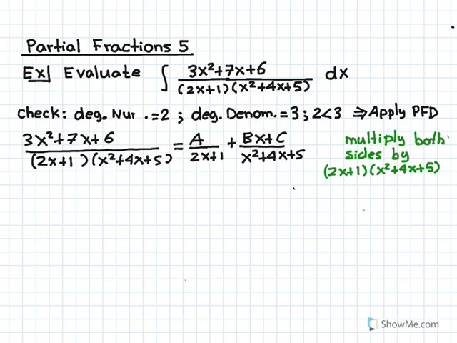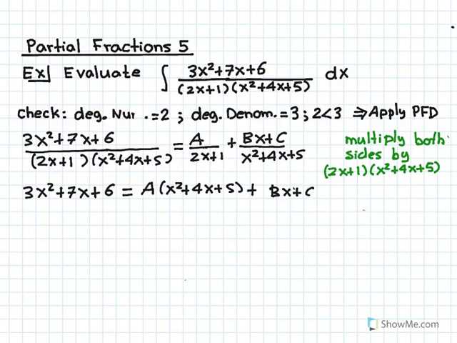Alright, now let's multiply both sides by 2x plus 1 times x squared plus 4x plus 5 to clear out the fractions. So on the left-hand side, we get 3x squared plus 7x plus 6. On the right-hand side, we get A times x squared plus 4x plus 5, plus Bx plus C times 2x plus 1.